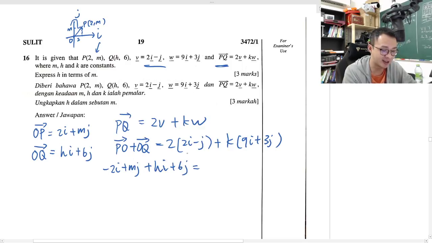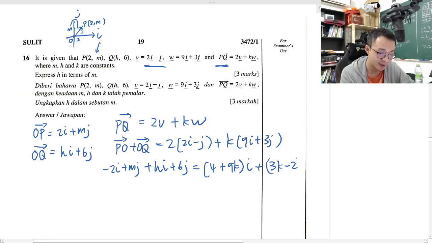And here I will just group i together straight away. This is 4i plus 9ki, so I will say 4 plus 9k, i. Alright, and then this is minus 2j. This is 3k, right? So I will plus 3k minus 2j. Because later I need to compare i and j, I kind of regroup them.